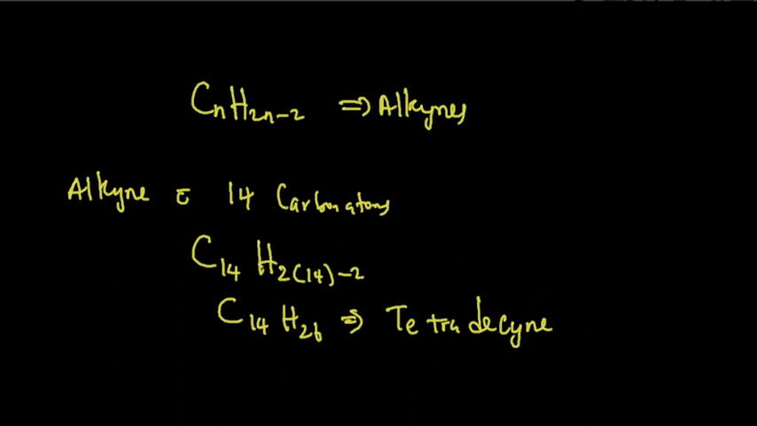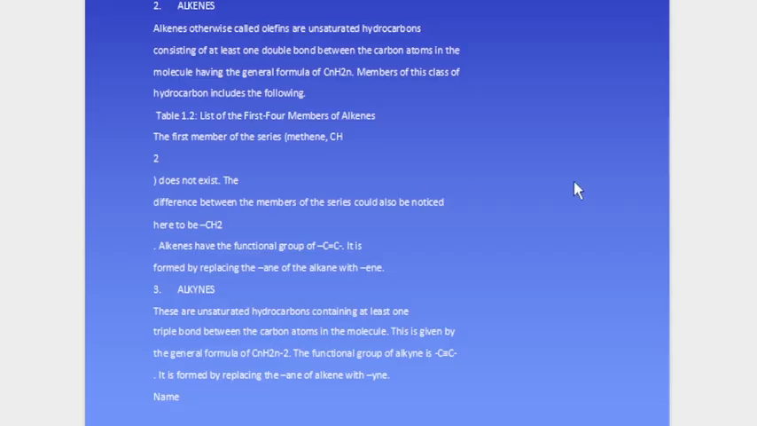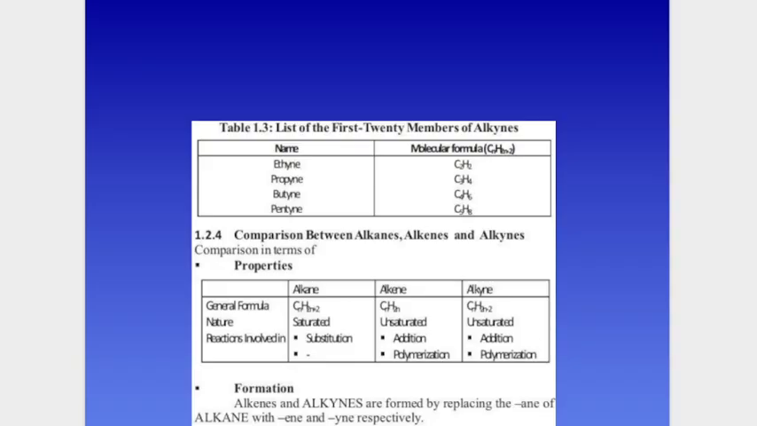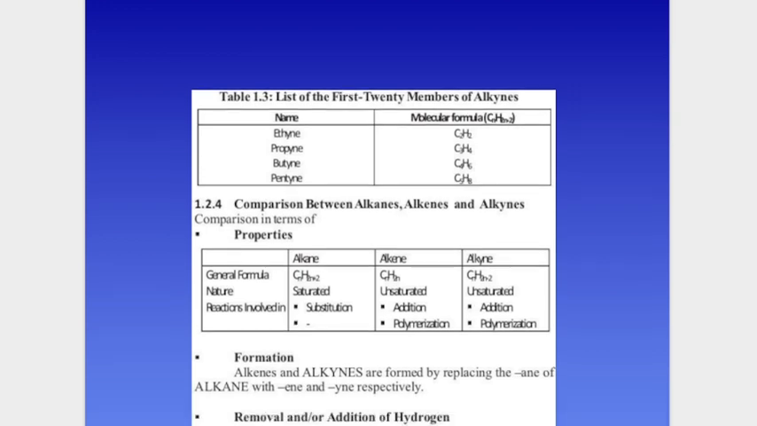Remember I mentioned earlier that the functional group of alkynes is the fact that they have triple bonds, at least one triple bond between carbon atoms. So this is the list of the first 4 members of your alkynes. The first 4, this is a typo. The first 4 members of your alkynes are ethyne, propyne, butyne, and pentyne.